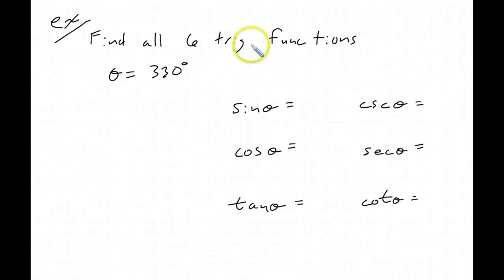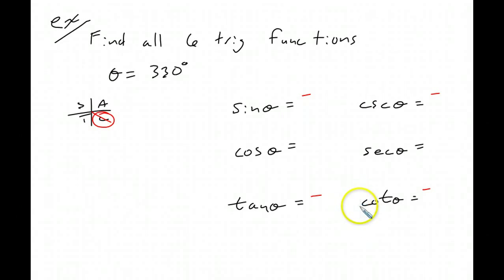Find all 6 trig functions, given that theta is 330 degrees. Well, first step in any of this is to figure out what quadrant we are in. 330 degrees, we have 270 is straight down, 360 is a full circle, so I know I'm going to be in the 4th quadrant, so only cosine is positive. So you can go through this and make sine negative, cosecant negative, tangent and cotangent negative if you would like to do that first.